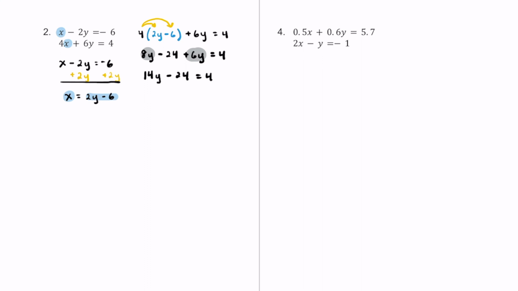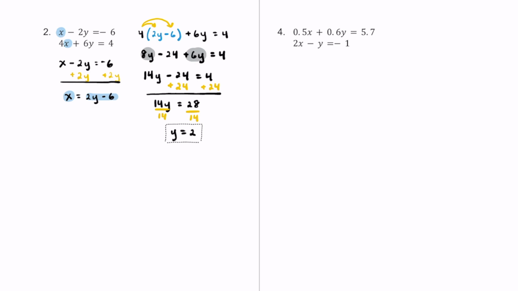At this point, we just have a two-step equation, so let's go ahead and add 24 to both sides of the equation. Adding 24 to both sides here, then the minus 24 and positive 24 will cancel out, and we're going to have 14y is equal to 28. And then we can divide both sides by 14. 14 divided by 14 will become a 1, so we have 1y, or y, is going to be equal to, and then 28 divided by 14 is 2. So we now know that y is equal to 2.